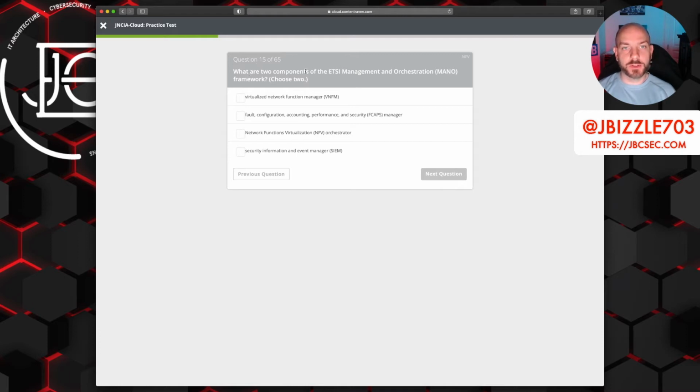What are two components of the ETSI management and orchestration framework? Virtualized Network Function Manager, Fault Configuration Accounting Performance Security Manager, Network Functions Virtualization Orchestrator, and SIM. So let's go virtualized network.